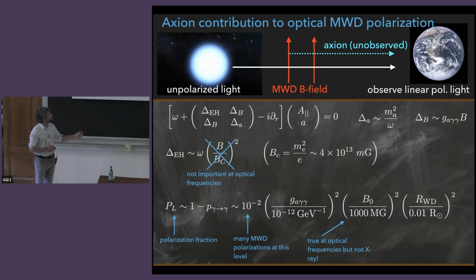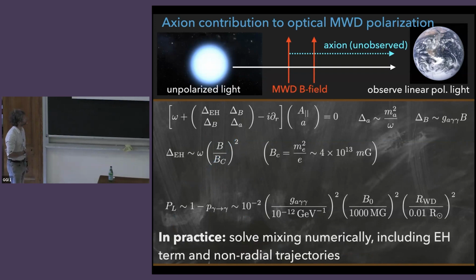So this suggests to you that we should be able to probe g_aγγ on the order of 10 to the minus 12 inverse GeV. Of course, you need to solve the actual differential equation, not just this approximation, which I'm showing here, but that's what we expect. So in practice, we solve this numerically. We include this Euler-Heisenberg term. We also include non-radial trajectories which come from the top of the magnetic dwarf, from the sides. But this is a pretty good approximation to what we find at the end of the day.